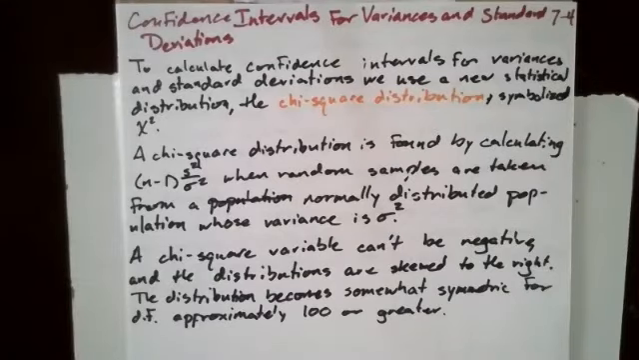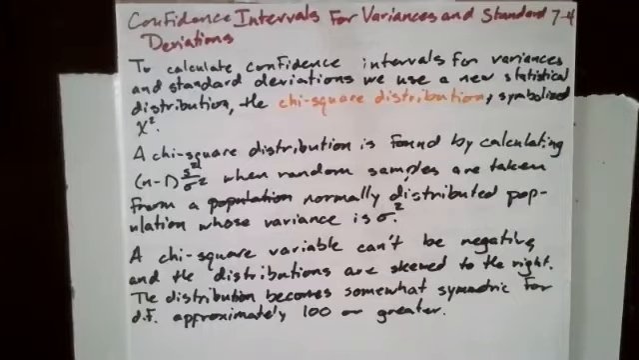In this video, we will discuss confidence intervals for variances and standard deviations. To calculate confidence intervals for variances and standard deviations, we use a new statistical distribution, the chi-square distribution, which is symbolized χ². This is the Greek letter chi, spelled C-H-I, and it looks like a big curvy X.